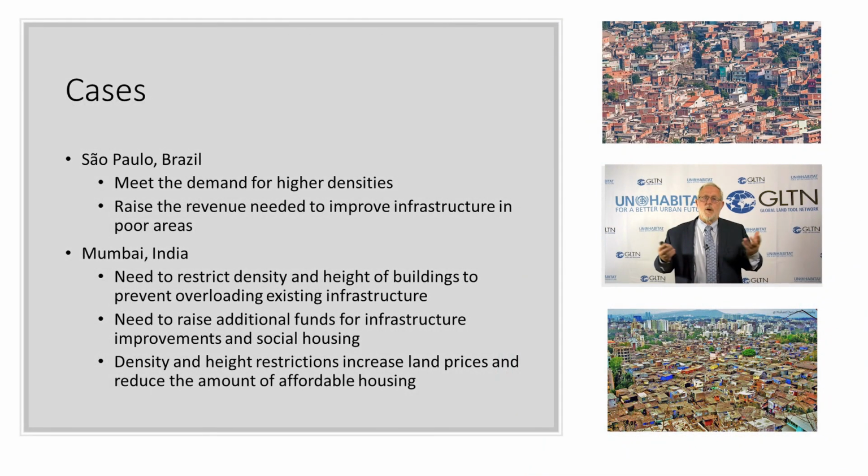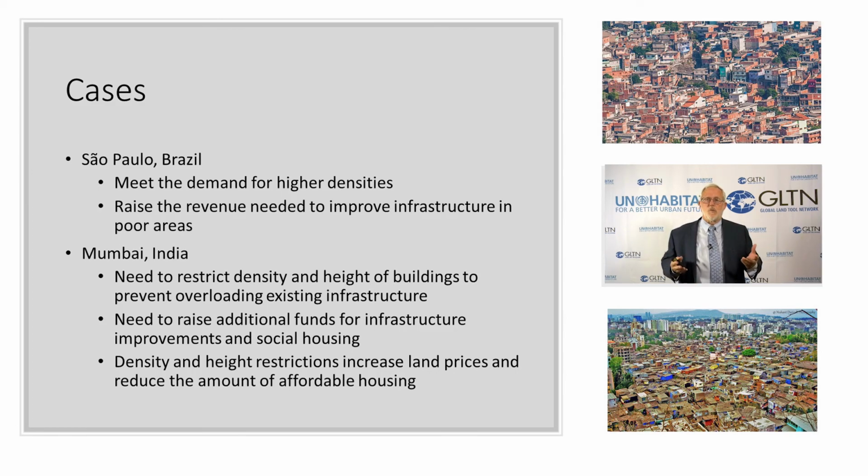Okay. We have two cases here. One is in Sao Paulo, Brazil. And Sao Paulo was one of the first leaders to actually use public auctions to sell these additional development rights. Their objectives were to both meet the need for higher demand in some parts of the communities, and also to raise the revenue to improve the infrastructure in poor areas. They have had examples of both successful and less successful auctions of rights in Sao Paulo.